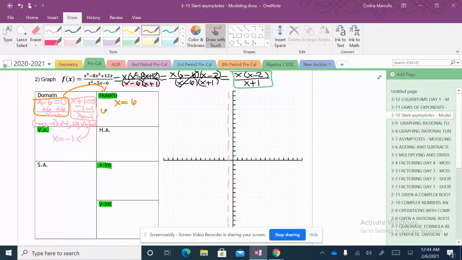And then my hole, we didn't quite finish yet. We need to find the y value. So to find the y value, we plug into the reduced function, instead of x, I'm going to put in a 6. And so this gives us 6 minus 2 is 4, and then 6 times 4 is 24, divided by 7. Let me go ahead and put that in my calculator real quick.